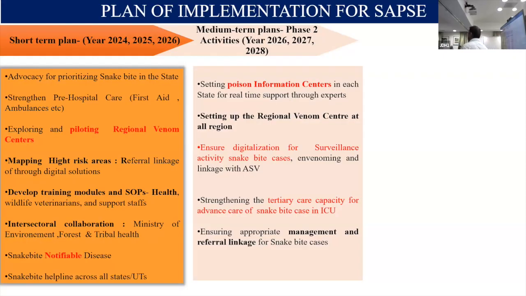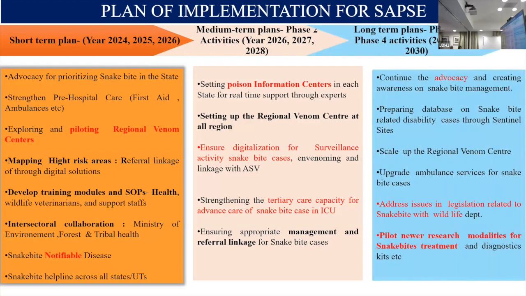And the digitalization: although surveillance has been digitalized, we want to add the anti-snake venom availability and shortage data on the digitalized platform. So we are working on that particular app and website. And long term, obviously the most neglected part is disability. That will be undertaken through the sentinel sites, because at present the focus is on morbidity and mortality, but the disability and psychosocial part is important, and it will be undertaken through the sentinel sites, which will be the medical colleges.